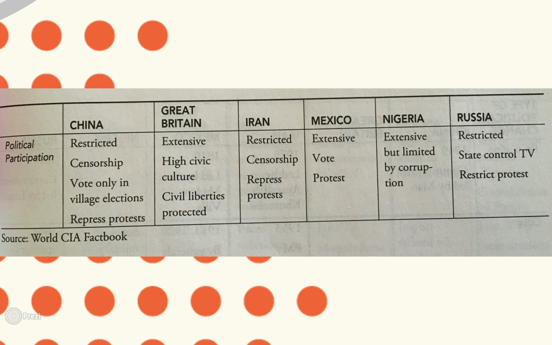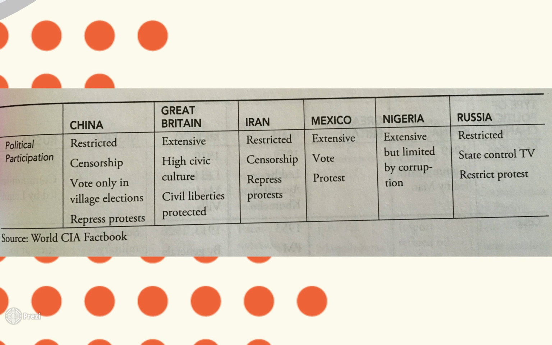In contrast, Great Britain has extensive political participation from its people. There's a high value on civic participation, and civil liberties are generally protected there. Iran has a very restricted political participation culture. So both of these, China and Iran, tend to be more authoritarian. So you should see a trend here. In more democratic regimes, you have higher political participation. In more authoritarian regimes, you have less political participation from the people. Similar censorship and repressed protests are also a norm for Iran. Mexico, on the other hand, has extensive political participation. Generally competitive elections, people come out to vote, and the right to protest is generally protected.